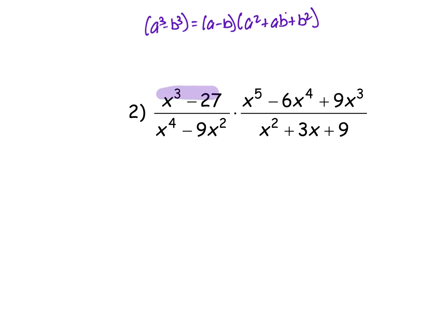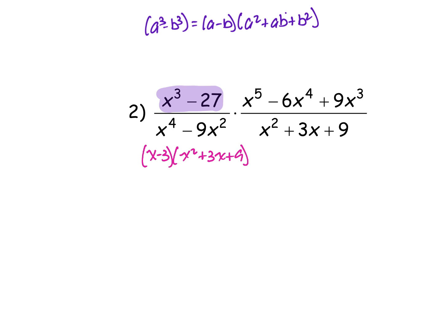Okay. So on this I'm going to highlight it. This one right here is a cube, because 27 can be written as 3 cubed, right? So it's a perfect cube. So A would be x and B would be 3. So I'm going to take those and factor it this way. So I get x minus 3 times x squared plus 3x plus 9.